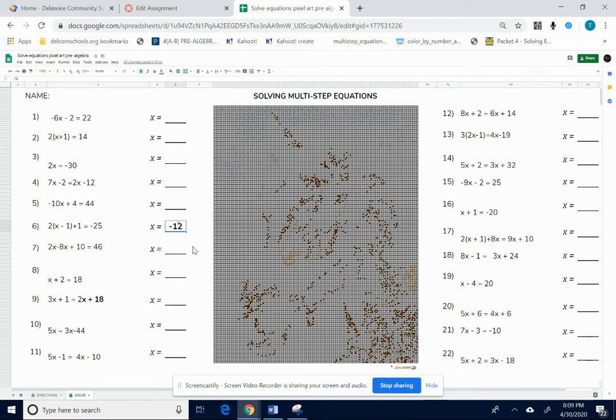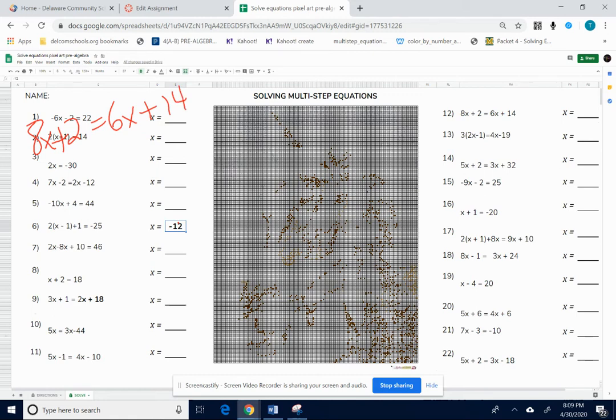Okay, maybe one more with variables on both sides, just to review that a little bit. Maybe number 12. Okay, let's look at number 12. Okay, 8x plus 2 equals 6x plus 14.